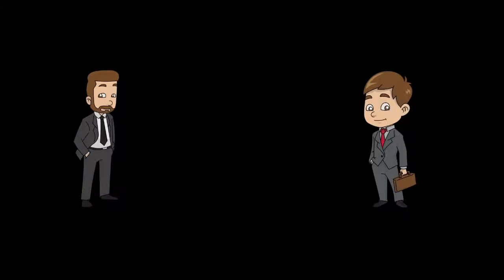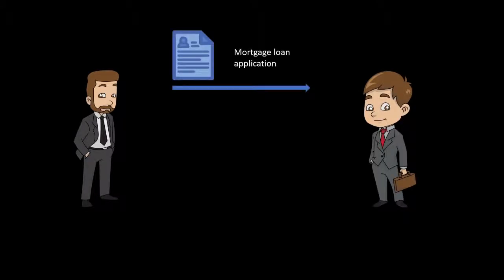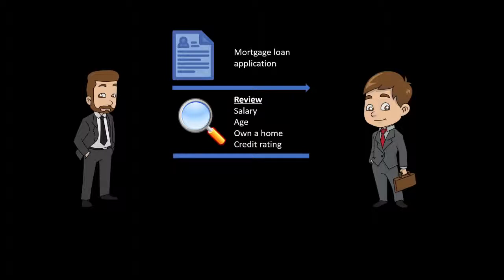Say an applicant goes to a bank manager and submits a mortgage loan application. The bank manager is going to review your application and look at your salary, your age, whether or not you own a home, and your credit rating. If you are eligible, the bank manager will give an approval. Now with Joules, you can actually boil down the logic that the bank manager has used and apply it onto a data object such as a mortgage loan application to arrive at a conclusion, whether or not you should approve the application or deny the application.